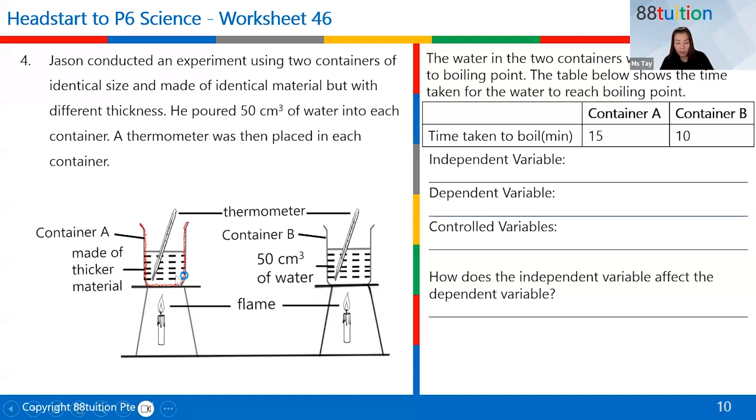All right. So he poured 50 cm³ of water into each container. The thermometer was then placed in each of them. The water in the 2 containers was then heated to boiling point. The table shows the time taken for the water to reach the boiling point. So the first one takes 15 minutes. The other one took 10 minutes.